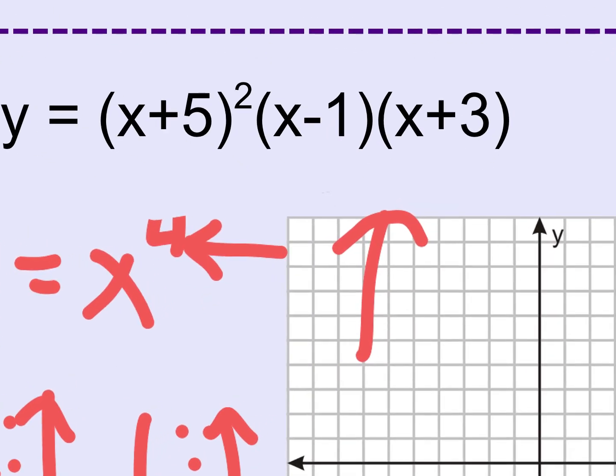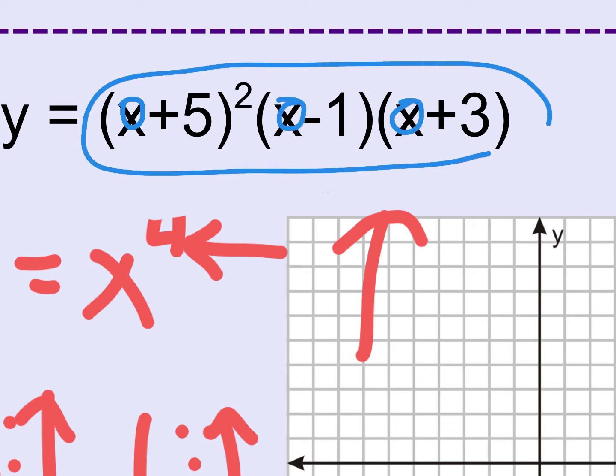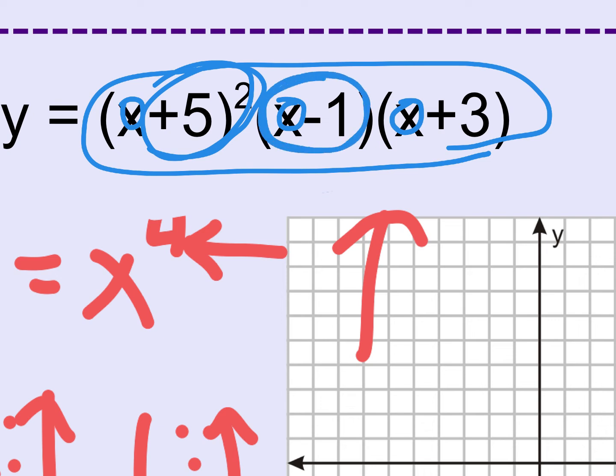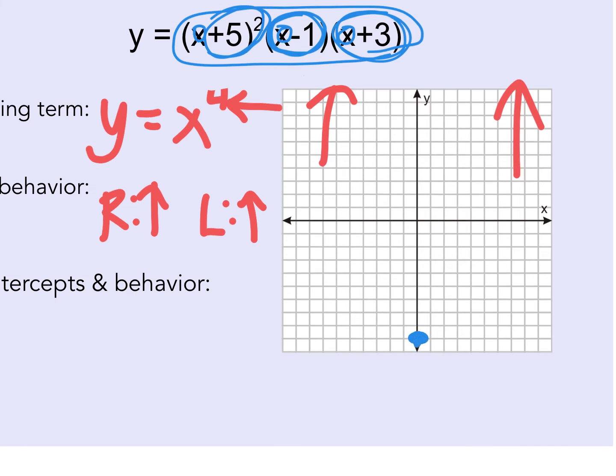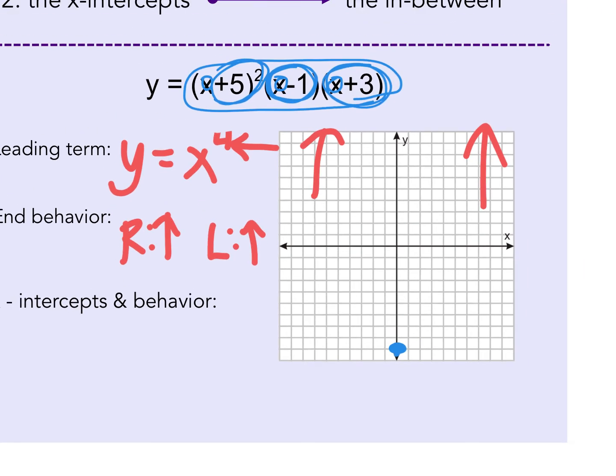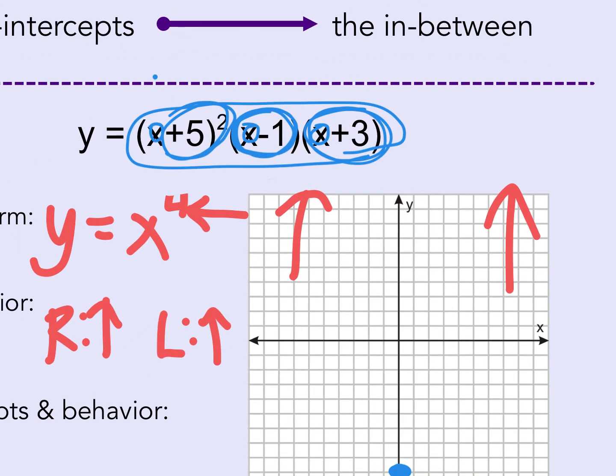So if the y-intercept is where x equals 0, you just have to put in a 0 here, here, and here, and multiply it all out. That tells you the y-intercept. So what's that? 5 squared is 25, times a -1 makes -25, times a 3, -75. So it'd be way down low would be my y-intercept. Okay, I got that by sticking in a 0 here, here, and here and multiplying it all out.